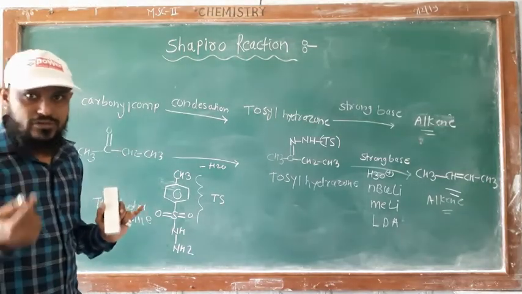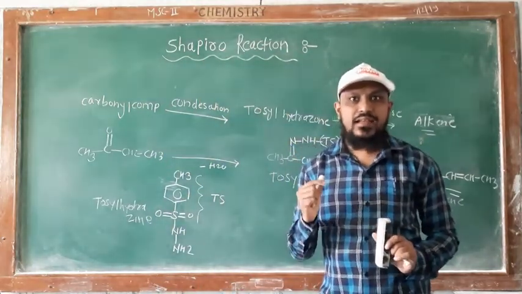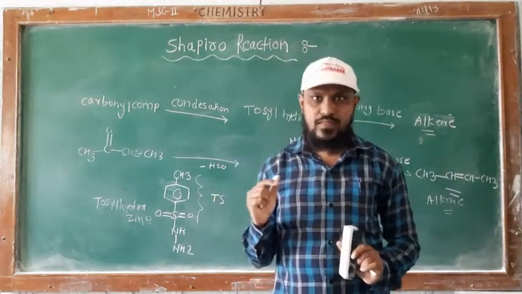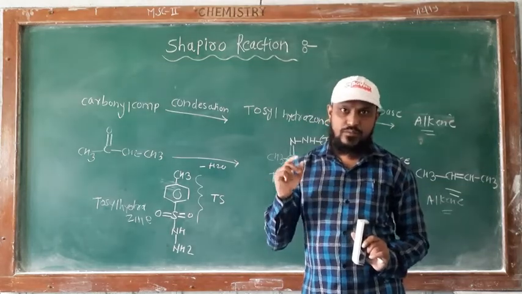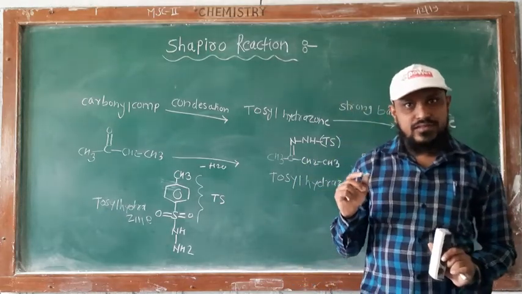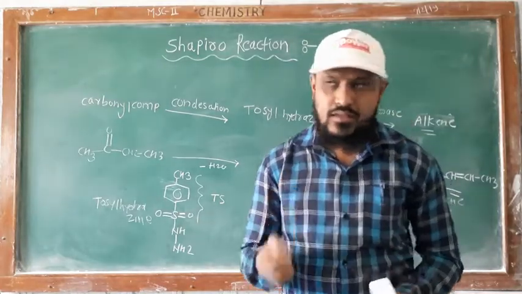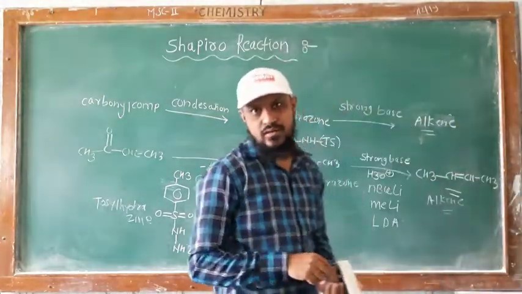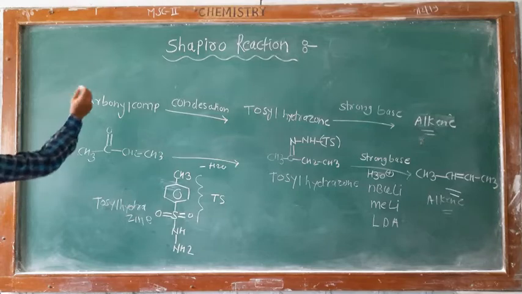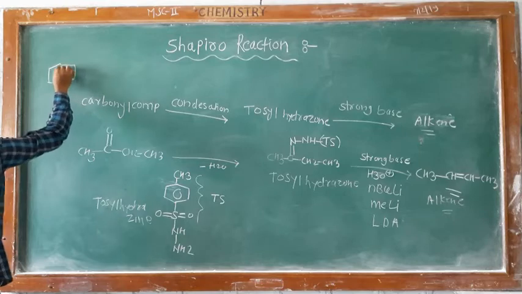Now the second point: in the Shapiro reaction, the kinetically controlled product is formed. We know that two types of products are obtained in alkenes: first the kinetically controlled product, and second the thermodynamically controlled product. So what are the kinetically controlled product and the thermodynamically controlled product? Now look here, I am writing this type of alkene.